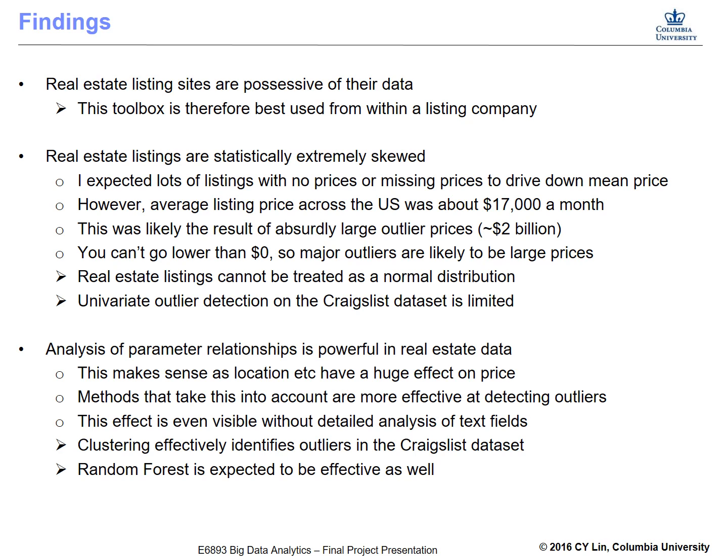So for my findings, real estate listing sites, it turns out, are very possessive of their data. The toolbox is best to use from inside the listing company or inside a listing site so that access to the data is easy. The real estate listings can be statistically extremely skewed, not in smaller subsets, but occasionally you get someone who accidentally puts a purchase for maybe $2 billion in the rental listing section. So errors like that produce very large outliers that skew the statistics of the distribution.